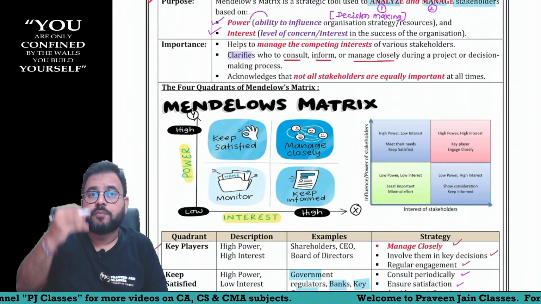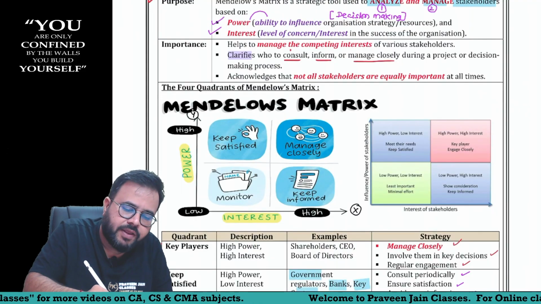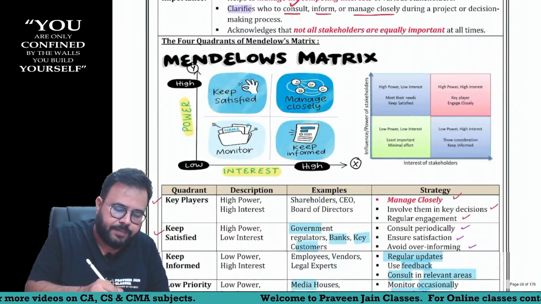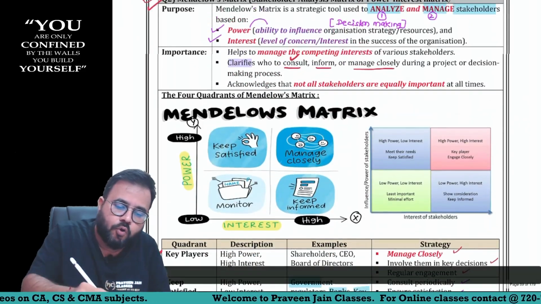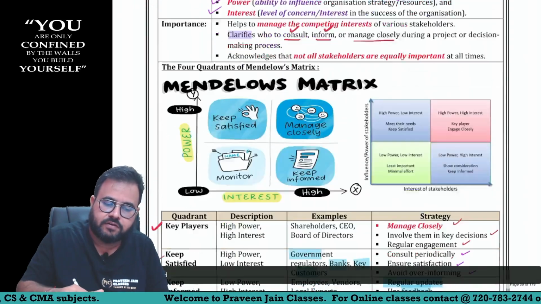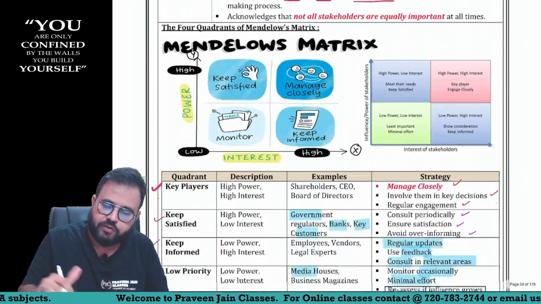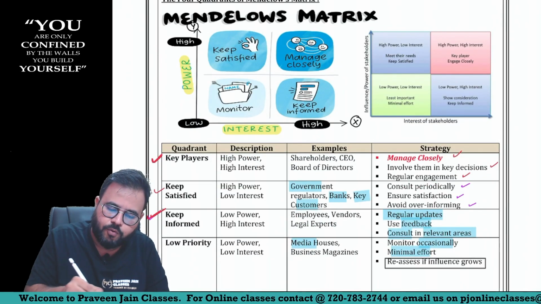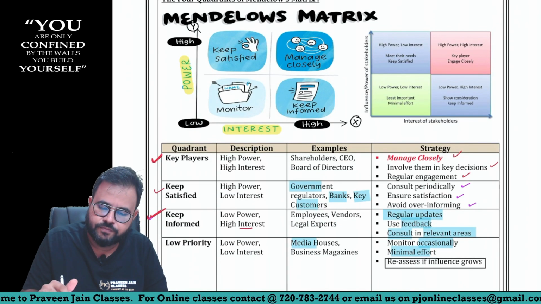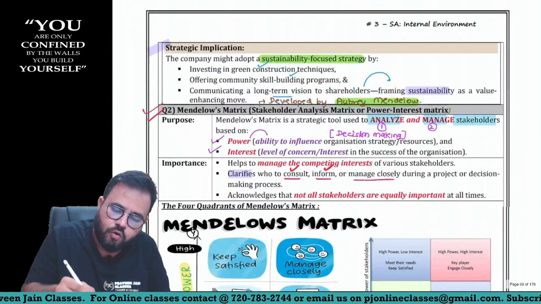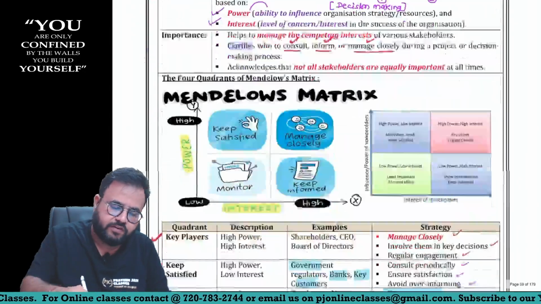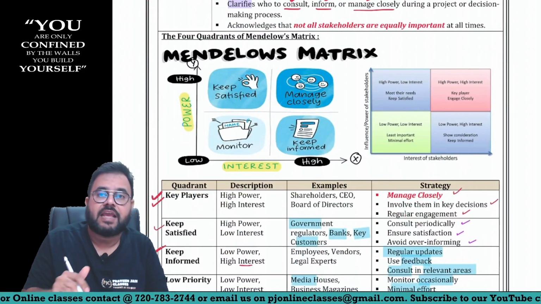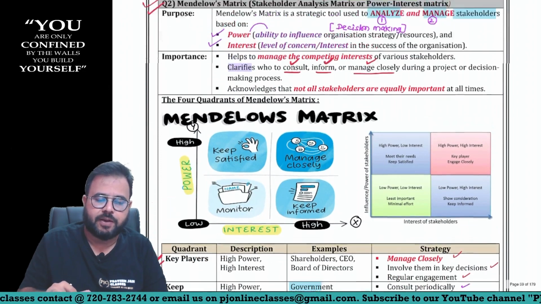So from whom should we take inputs? Tell me, whom should you consult? Key players, you should consult. Whom should you inform, sir? Time to time information, whom do you have to give? You have to inform your employees. Whom do you have to manage very closely, sir? Obviously key players, because if they are not happy, then things will become very, very problematic.